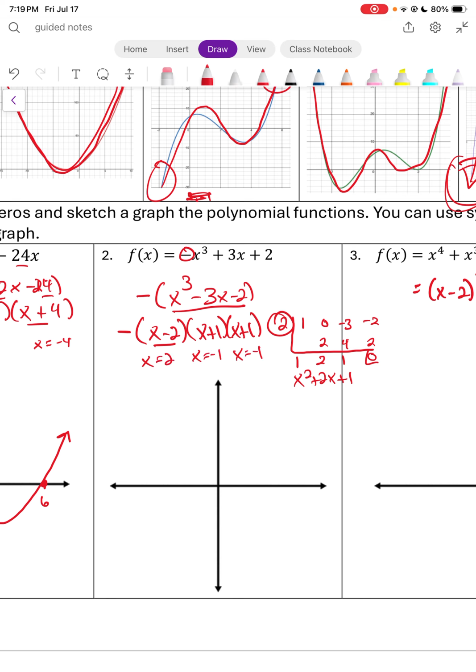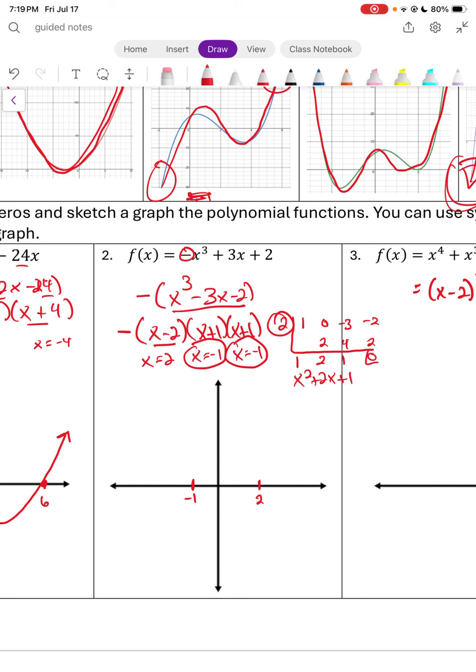Now, something weird happened here. We have what's called multiplicity. Anytime we have a root of the same number twice, something different's going to happen there. So let me mark my points. Okay, negative 1 is going to be about right there. 2 is going to be somewhere right in there.